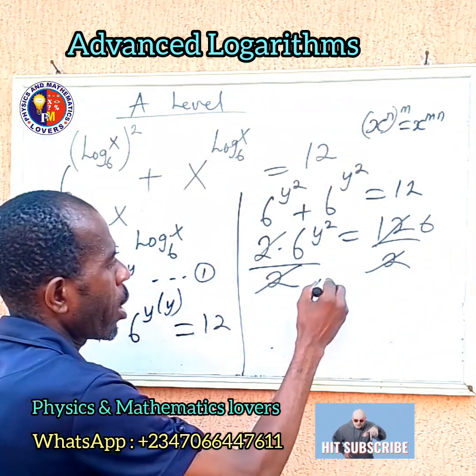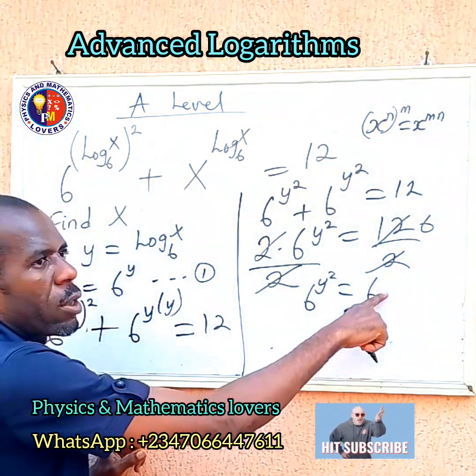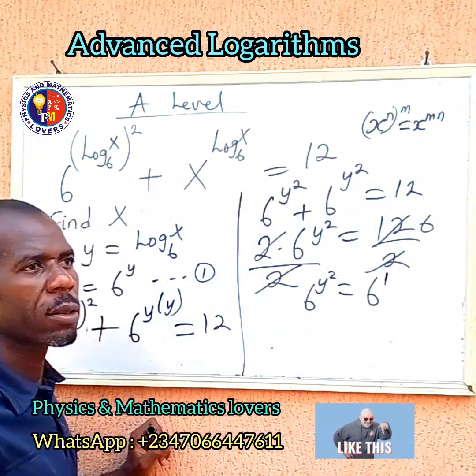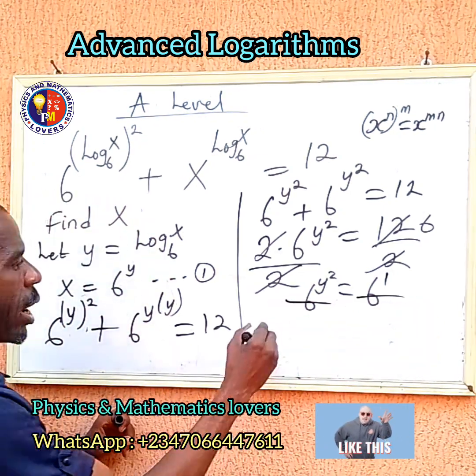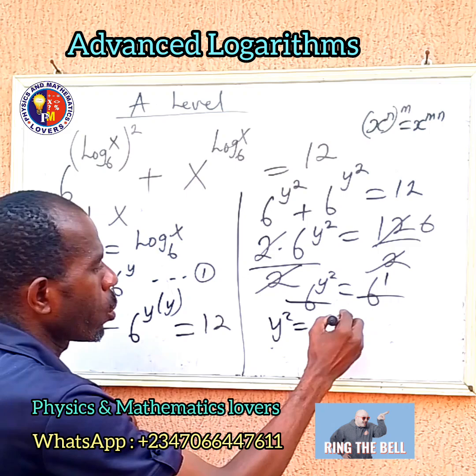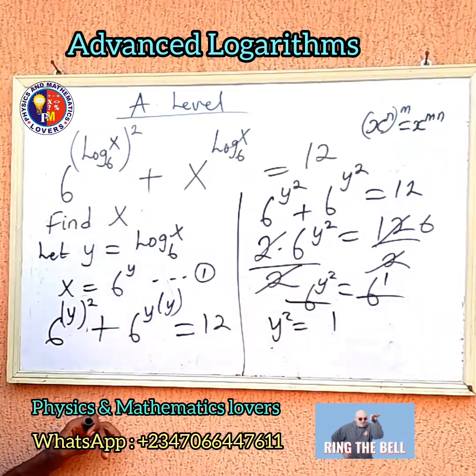Which now was 6 raised to power y squared equal to what? 6. Now, since it's just ordinary 6, I put it as 1, like the power there is 1. So this is gone. So we then have what? y squared equal to what? 1. So let us get our y.